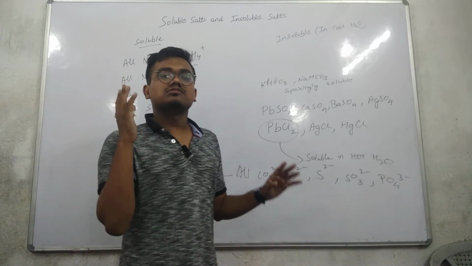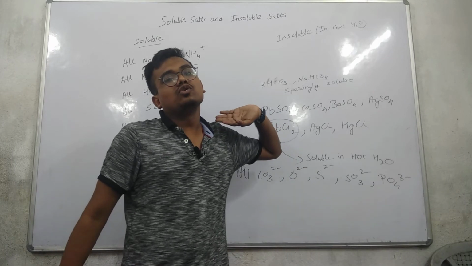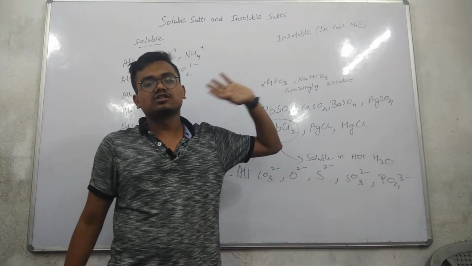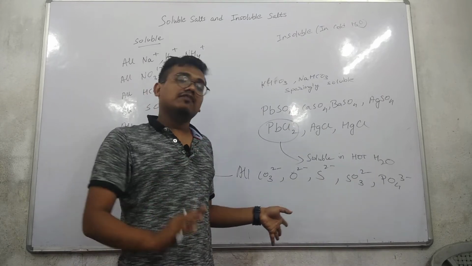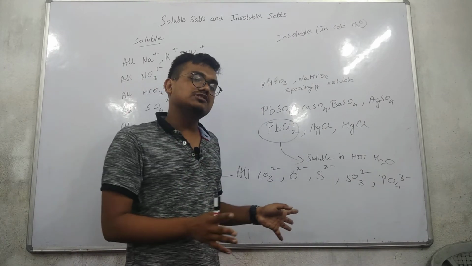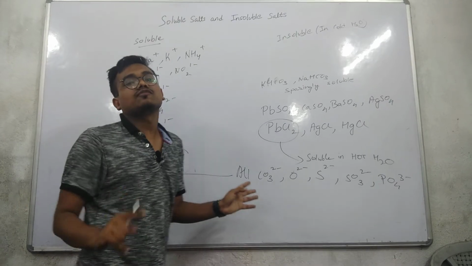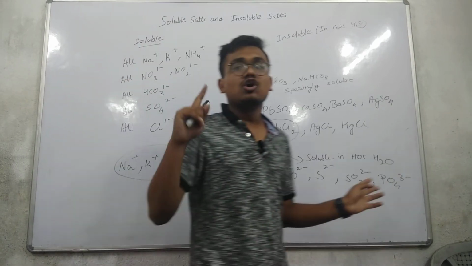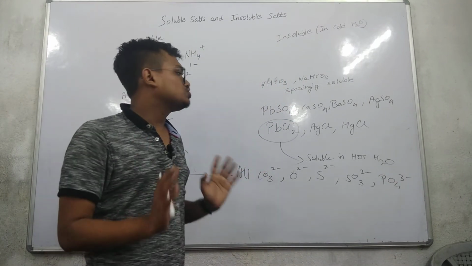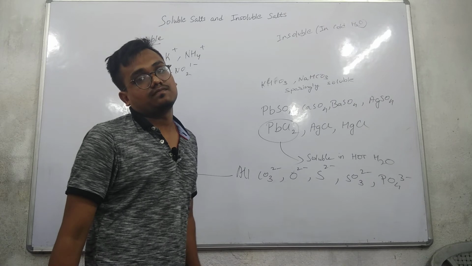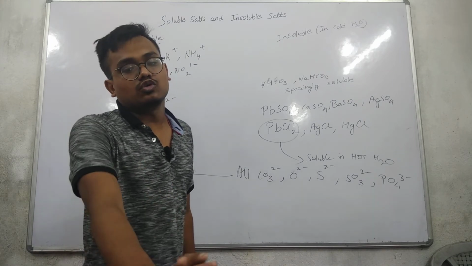Then all CO3 2-, O2-, PO4 3-, S2- and SO3 2- salts, whatever their positive combinations, will be insoluble. But if their positive ions are sodium, potassium or ammonium, then they will be soluble. You should know this by heart, and this will help you attempt a lot of questions.